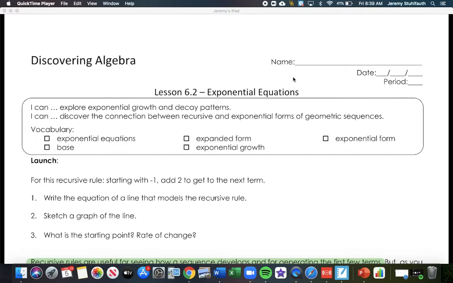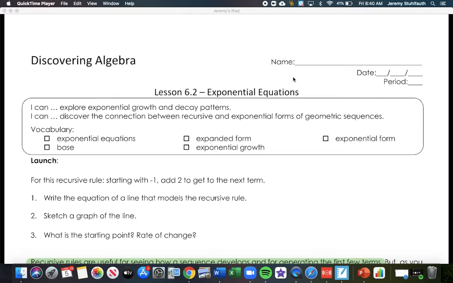In this lesson, we are going to begin exploring exponential equations. Before we get started, look at the warm-up, complete it, and once you're done, unpause the video to see the answer. The warm-up says, for this recursive rule, starting with -1, add 2 to get to the next term. Write the equation of a line that models the recursive rule.